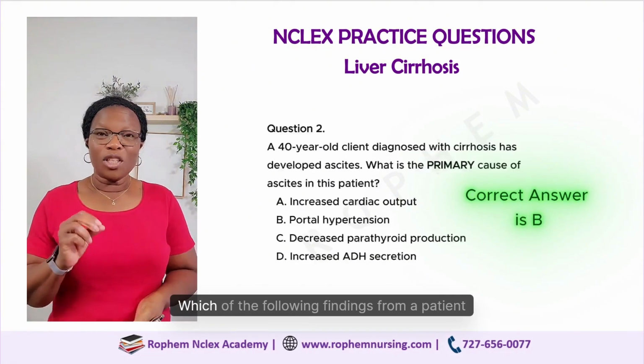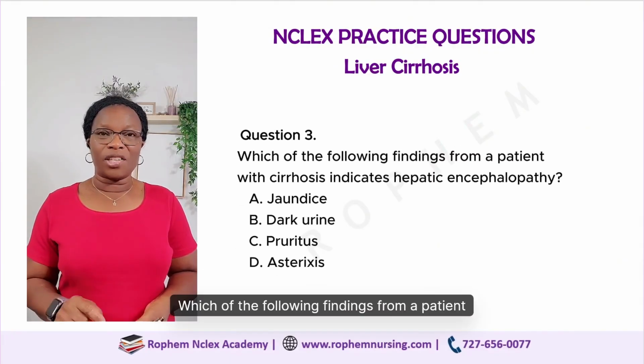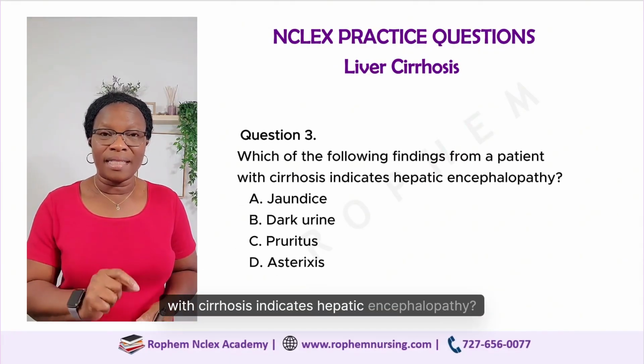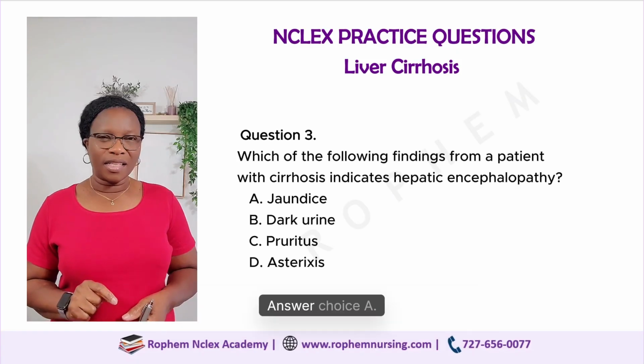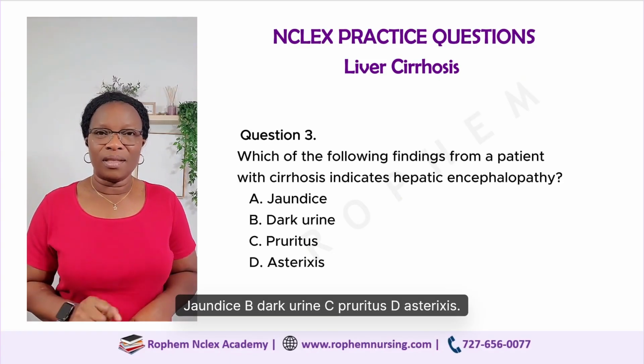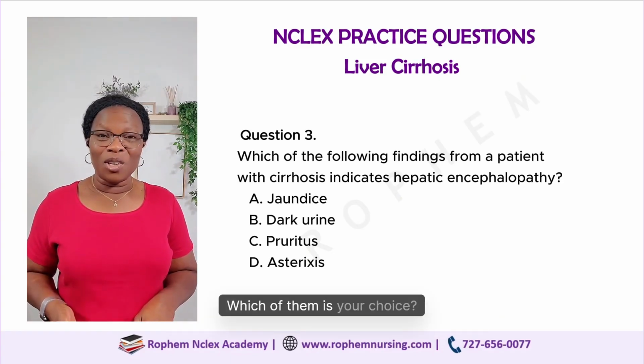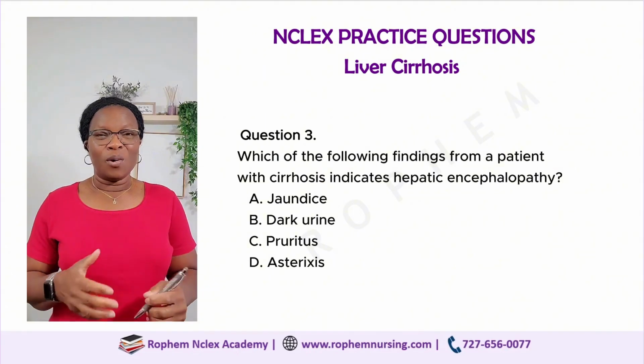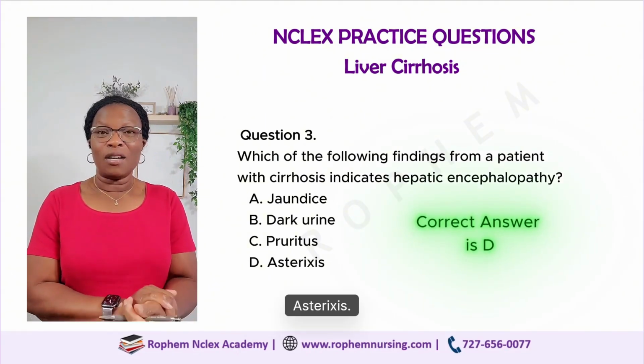Next question. Which of the following findings from a patient with cirrhosis indicate hepatic encephalopathy? Answer choice A, jaundice. B, dark urine. C, pruritus. D, asterixis. Which of them is your choice? Correct answer is D, asterixis.